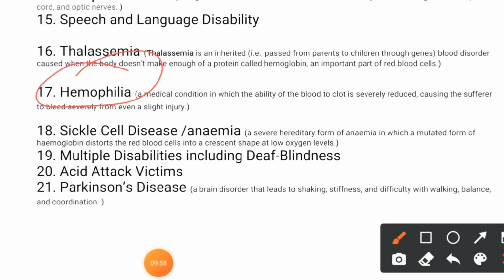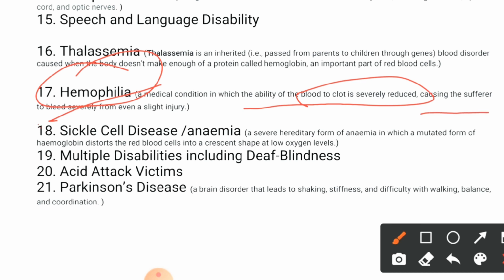Next we have hemophilia. Hemophilia is a kind of disorder in which the blood in your body doesn't clot. If somebody gets even a minor injury, the blood flows very fast, so the body loses blood very quickly, and patients start feeling weakness. Hemophilia is a medical condition in which the ability of the blood to clot is severely reduced, causing the sufferer to bleed severely from even a slight injury, such as a needle prick. That kind of disorder is known as hemophilia.